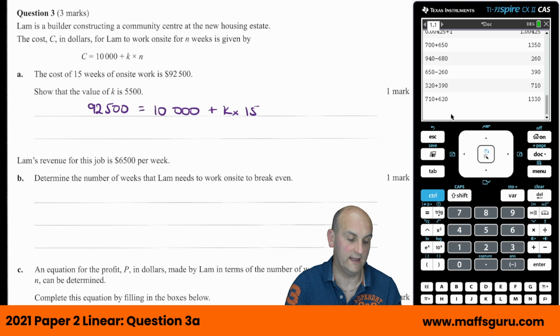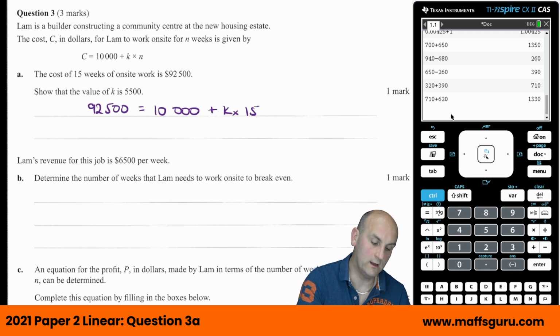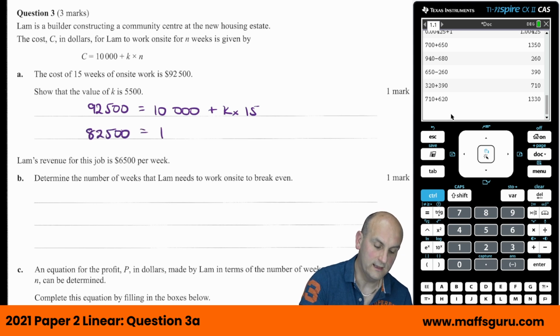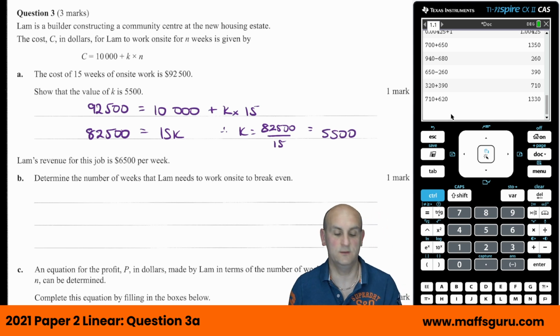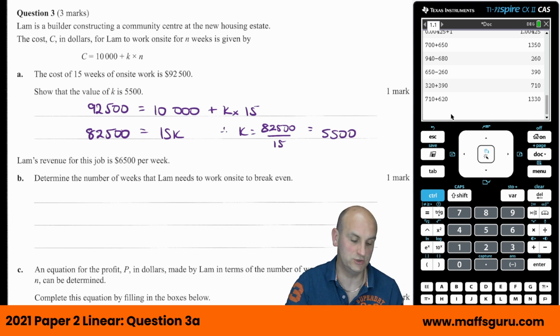When I put that in, it says show that. So then I did 92,500 minus 10,000, which gave me 82,500 is equal to 15K. Therefore, K is 82,500 divided by 15, which gives me 5,500. All right, so there we go. Again, it said show that, so it was important to show that.